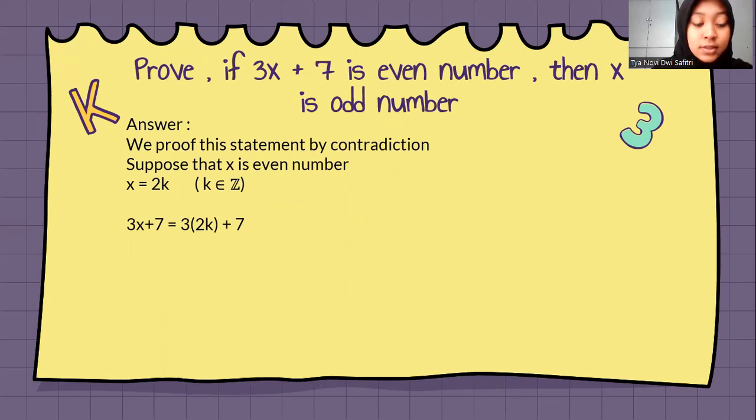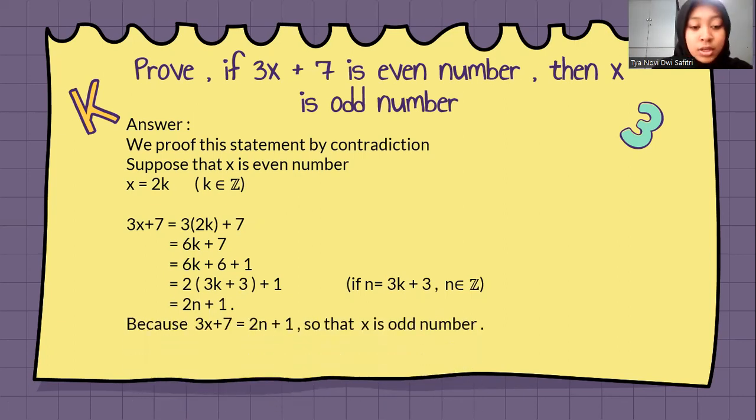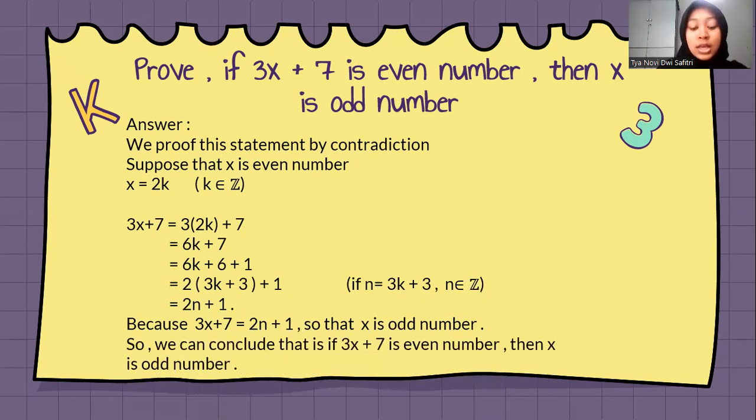So we have 3x plus 7 equals 3 times 2k plus 7, equals 6k plus 7, equals 6k plus 6 plus 1, equals 2 times (3k plus 3) plus 1. If n equals 3k plus 3, where n is an element of integers, we have the result 2n plus 1, because 3x plus 7 equals 2n plus 1, so that it is an odd number. So we can conclude that if 3x plus 7 is an even number, then x is an odd number, by contradiction.